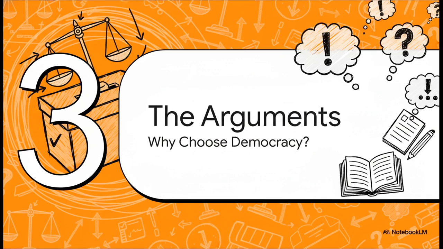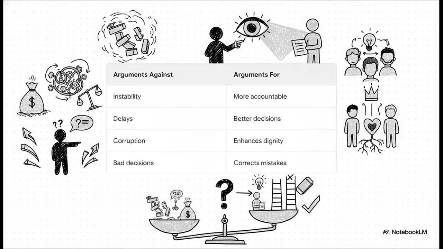Okay, so we've defined democracy. But is it the perfect system? Of course not. So now, let's revise the arguments, the debate really, about democracy. We'll look at the arguments against it and the arguments for it. And this is a very, very common question in exams, so let's focus. So, let's look at the debate.